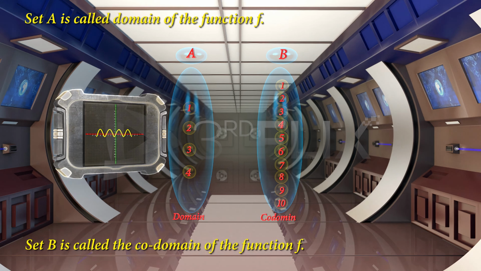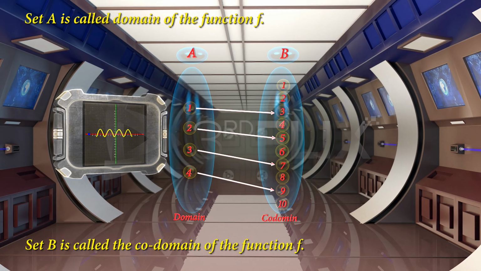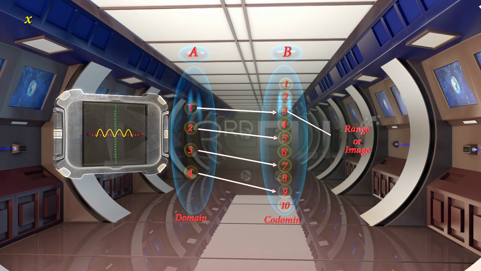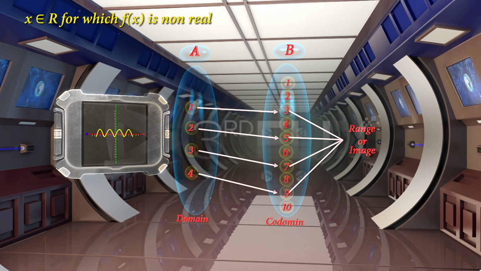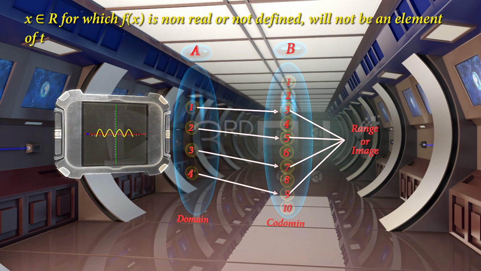In some cases, when the domain of a function is not explicitly defined, domain would mean the set of real values of x for which f of x assumes real values. In other words, all the values of x belonging to R for which f of x is not real or not defined will not be an element of the domain.